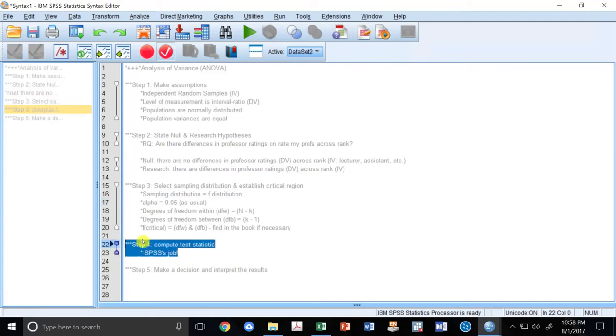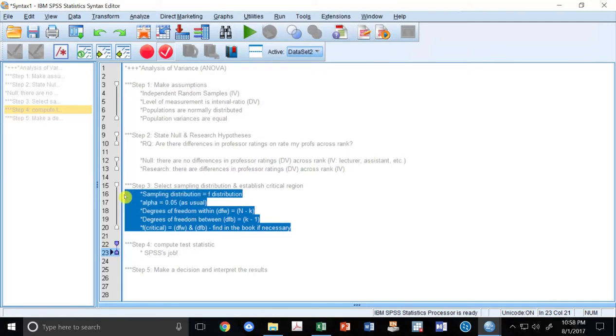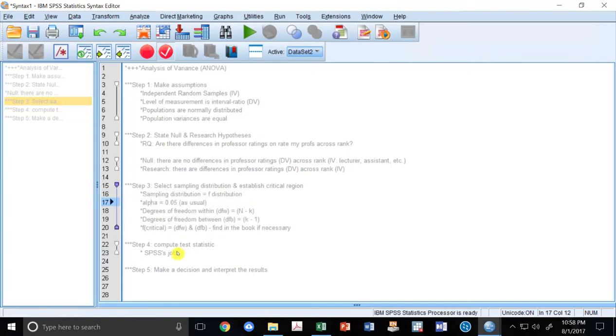Now we compute our test statistic. Remember, even though SPSS might not explicitly tell us these things, it will always tell us whether or not our test statistic is beyond the critical region, right? And that helps us make our decision. So let's run that analysis real quick.